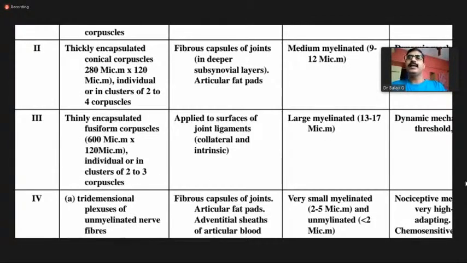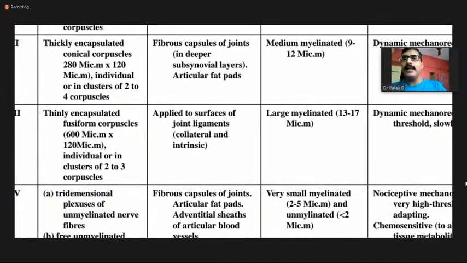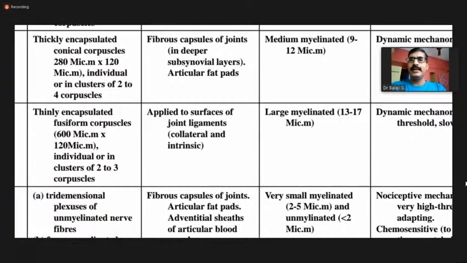Now we'll see type 3. This is thinly encapsulated. The corpuscle shape is fusiform, 600 micrometers by 120 micrometers, and individually they are in clusters of 2 to 3 corpuscles. What is the location? The type 3 is applied to the surfaces of joint ligaments, the ligaments which connect the bones near the joints. Over the ligaments, the type 3 will be located, especially the collateral and intrinsic ligaments.